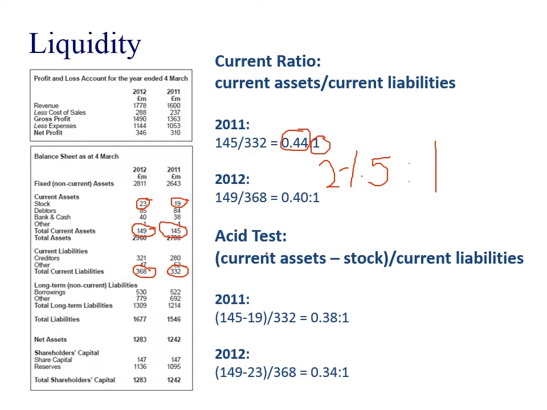So why has it decreased? Well, we're seeing current assets have actually increased, but it's your current liabilities that have gone up, and that's a bit weird, isn't it? Oh no, so creditors have gone down. Have they added that up incorrectly?